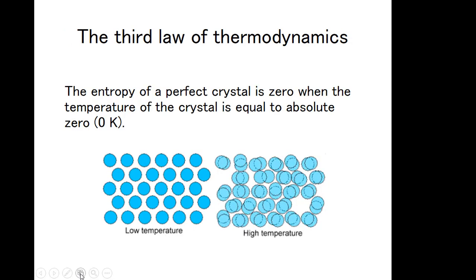The final law, and this isn't really a law, but this is the third law of thermodynamics. The entropy of a perfect crystal is zero when the temperature of the crystal is equal to absolute zero. So remember, absolute zero is when things stop moving. Crystals are ordered arrangements of atoms. We learned that when we talked about solids. So when you get it to absolute zero, you are going to have a perfect ordered arrangement inside that crystal. Every single molecule is going to be perfectly arranged. And that's an entropy of zero, when everything is in a perfect place. So that's the third law of thermodynamics.